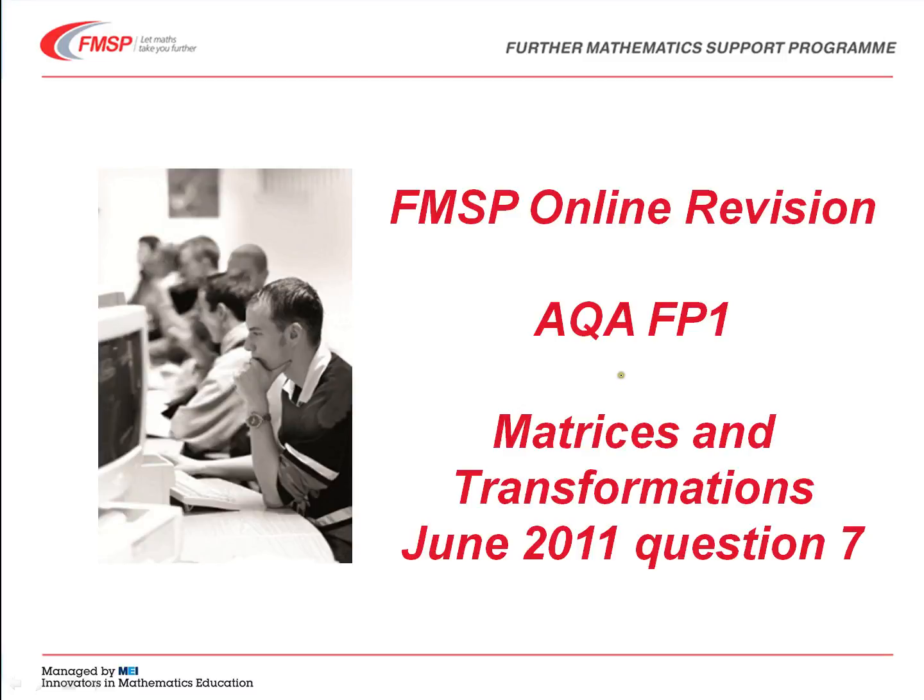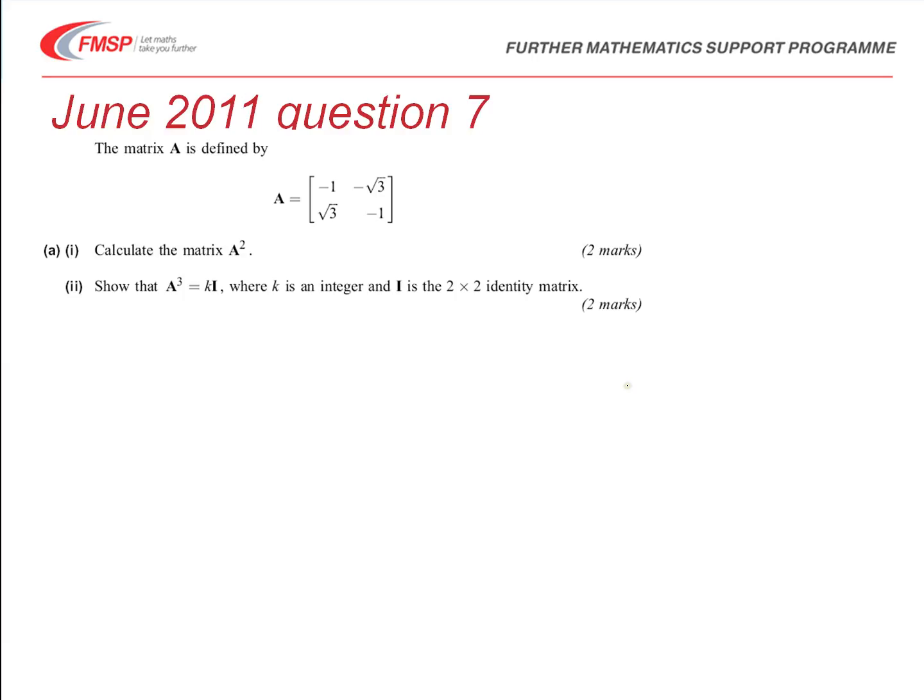Well, welcome to this online revision session for AQA FP1, in which we will be considering the June 2011 question 7 on matrices and transformations. As you can see in the first part of this question we're given a matrix A, and in part 1 we're asked to calculate A squared, which means we've got to take this matrix and multiply it by itself.